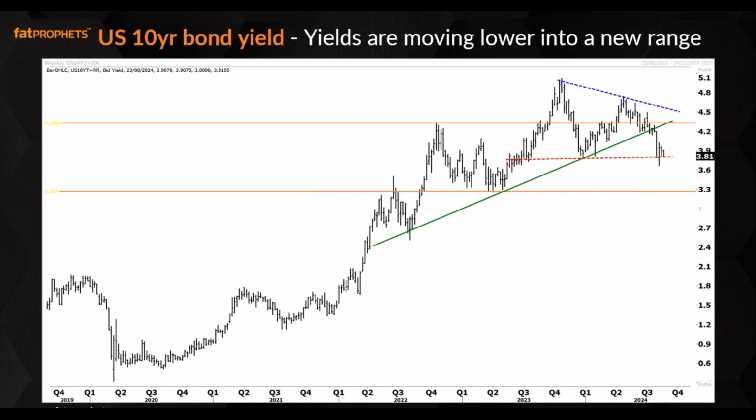Yeah, hello, Angus. And you've doubled down on a high conviction, high confidence secular bear market call for the greenback. Can we have the next slide, please? Yes.